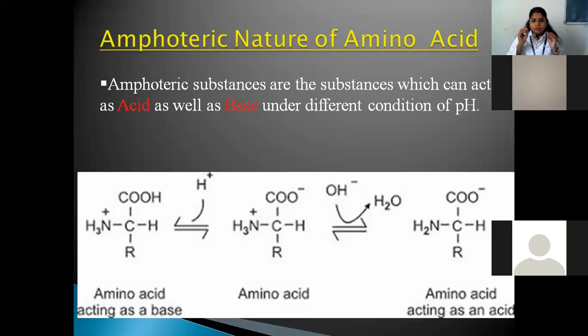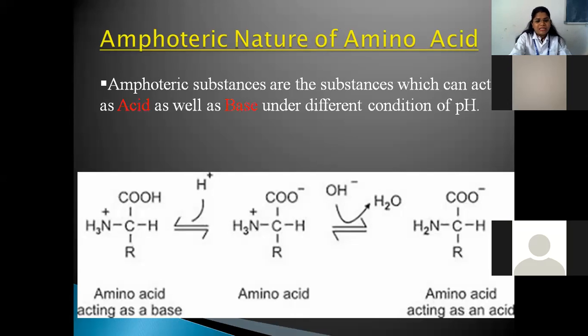So in between, there are some substances like your water. Water is the best example of an amphoteric substance. Amphoteric substances are the substances which act as an acid as well as a base under different pH conditions. So these substances are known as amphoteric substances.